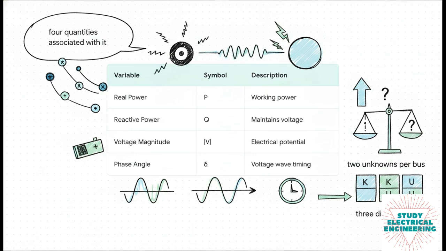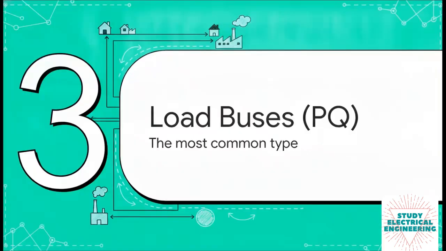But here is the catch, and it's a big one. To solve the system mathematically, we can only have 2 unknowns per bus. That one strict rule literally forces us to categorize every single bus into 3 distinct types. Section 3. Load buses, or PQ buses, the most common type out there.